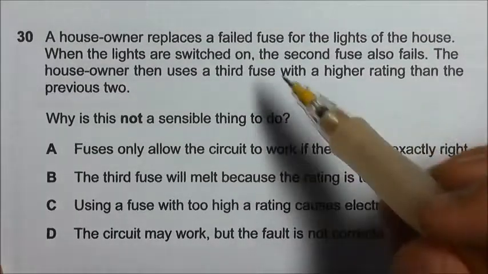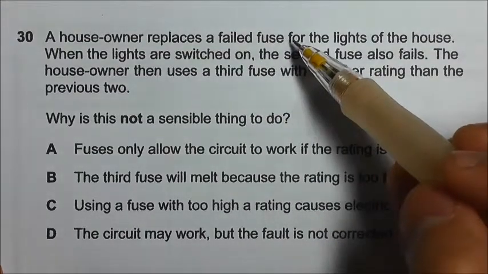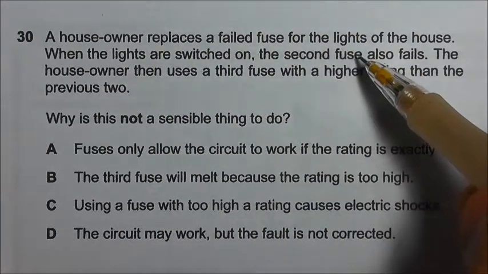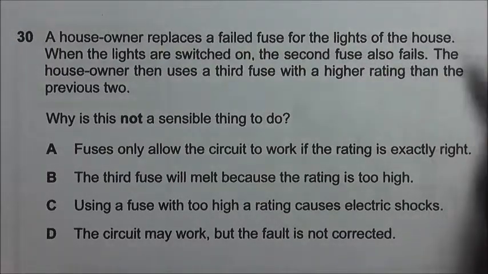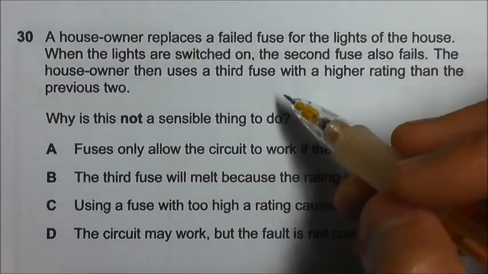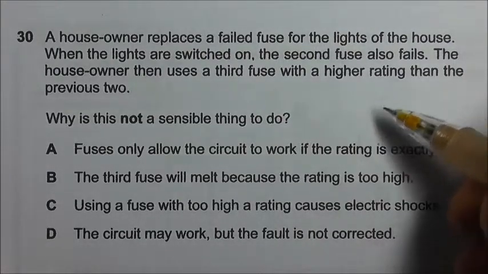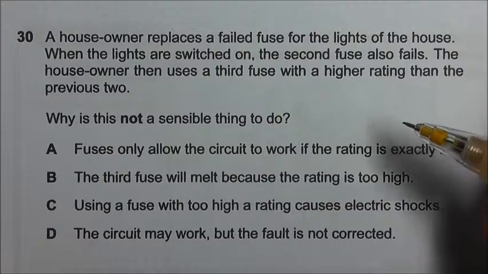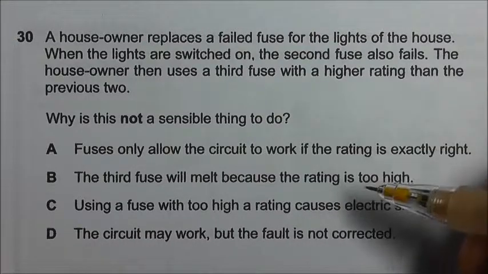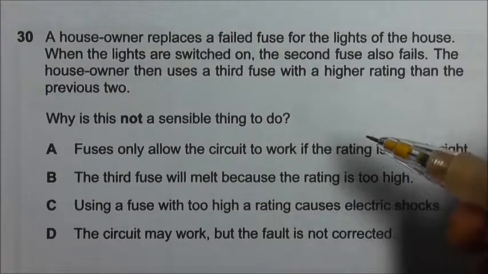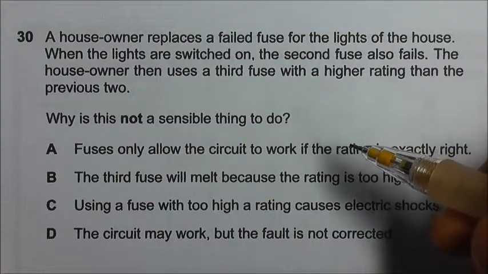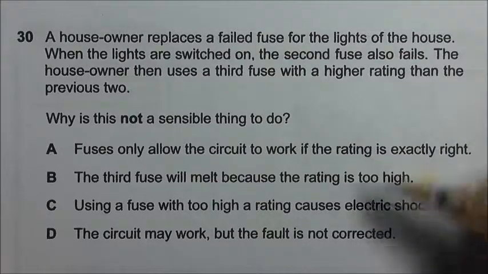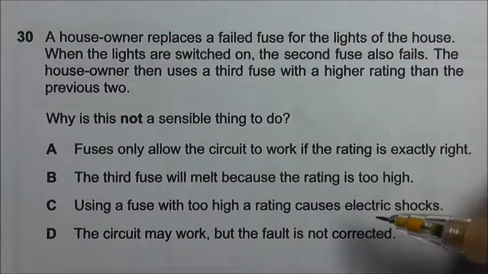Okay, in this question, the first fuse is blown, and when the house owner replaces it with a second fuse, it also blows. And the house owner chooses to use a third fuse with a higher fuse rating. Okay, this is not a sensible thing to do, because the reason for the fuse to blow is because the circuit is drawing an excessive current that is higher than the fuse rating. So that means there is a fault with the lighting circuit.